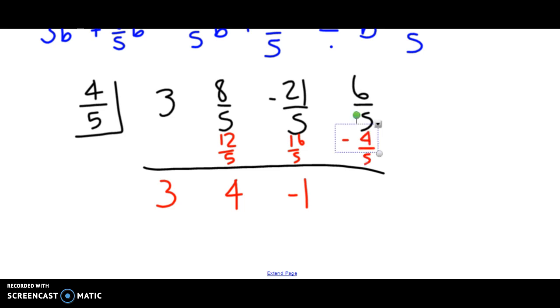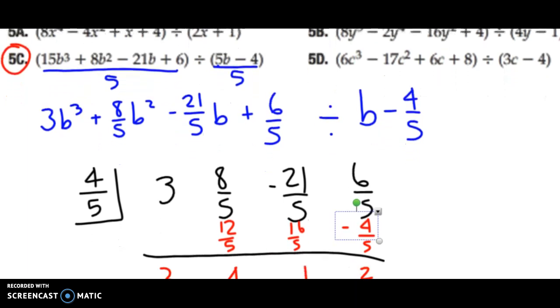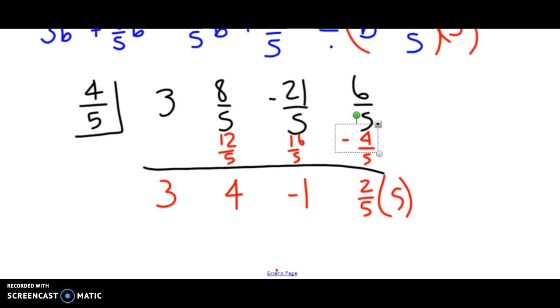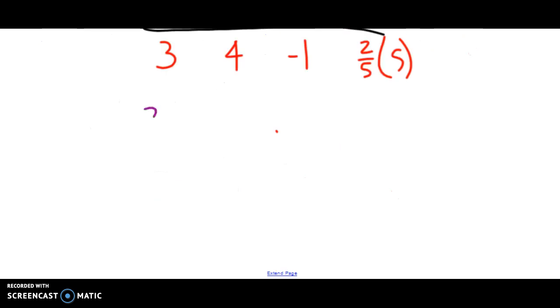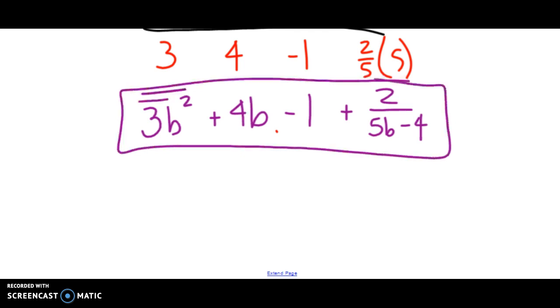And then I'm left with 2 fifths left over. And so you'll notice that I have to multiply this by 5 and this by 5 in the end. And so what I end up getting is a remainder of 2 over, I guess I'm jumping ahead, I get 3b squared plus 4b minus 1, and then plus 2 over 5b minus 4. So right here is my solution when I divide those synthetically.